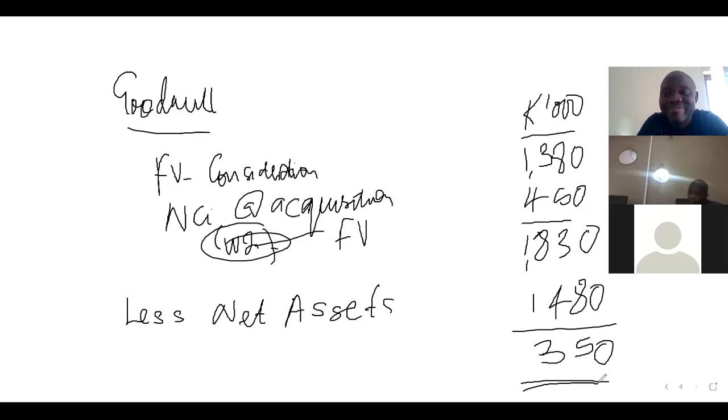Sidney, I hope we are learning. We are learning. Actually, fair value takes precedence. Yes, that's a learning key. Yeah, definitely.